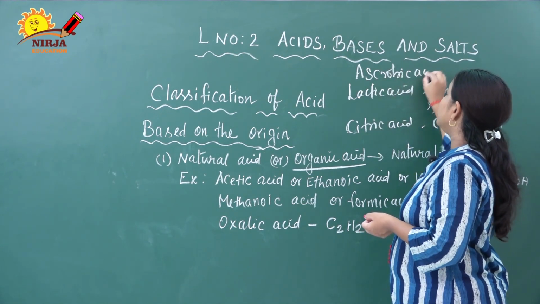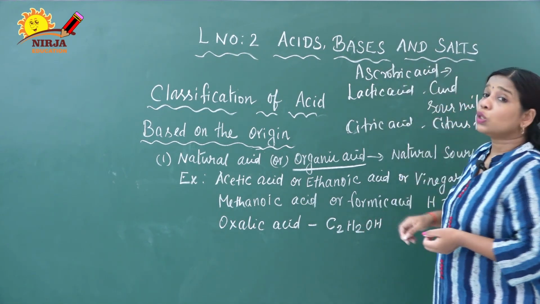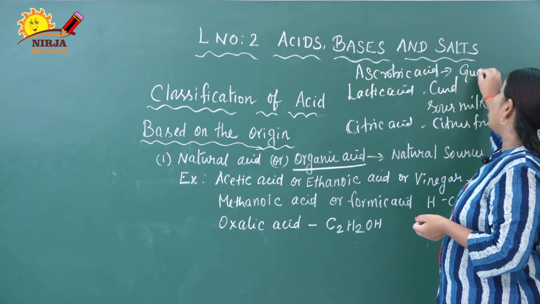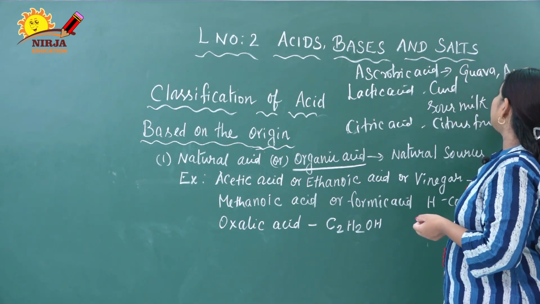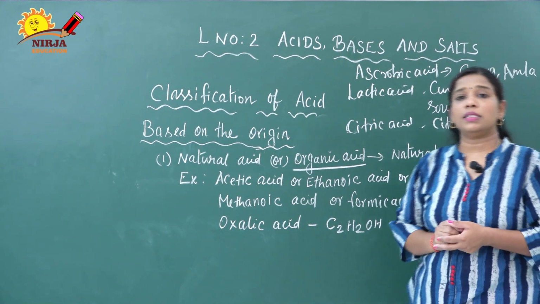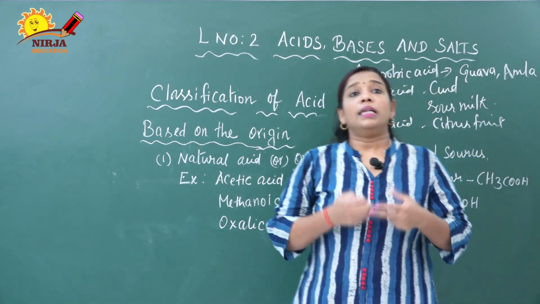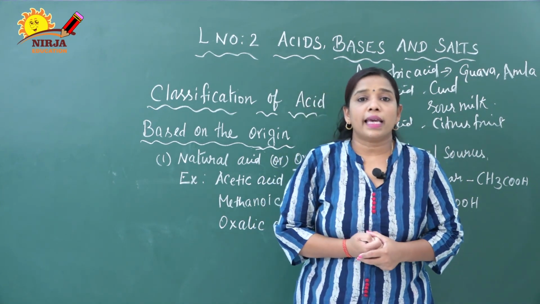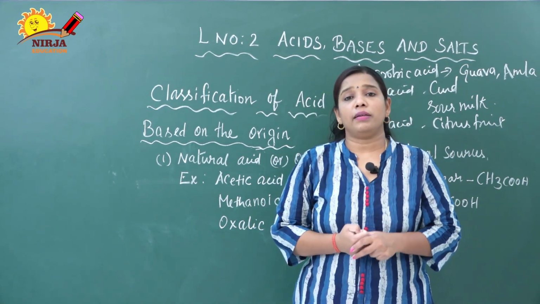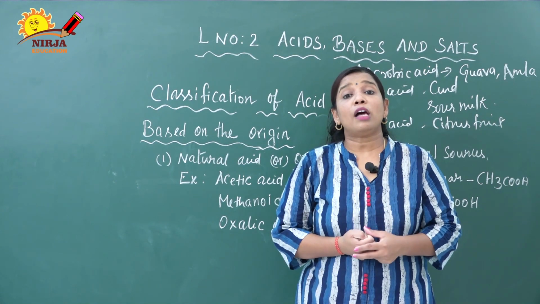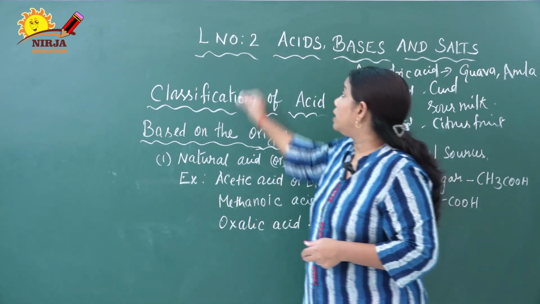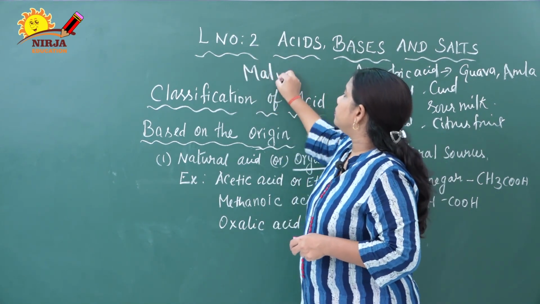Next example acid is ascorbic acid. Its source is Indian gooseberry, amla. Then another acid is tartaric acid. The source of tartaric acid is tamarind. Then apple also contains one acid. That acid is called malic acid.